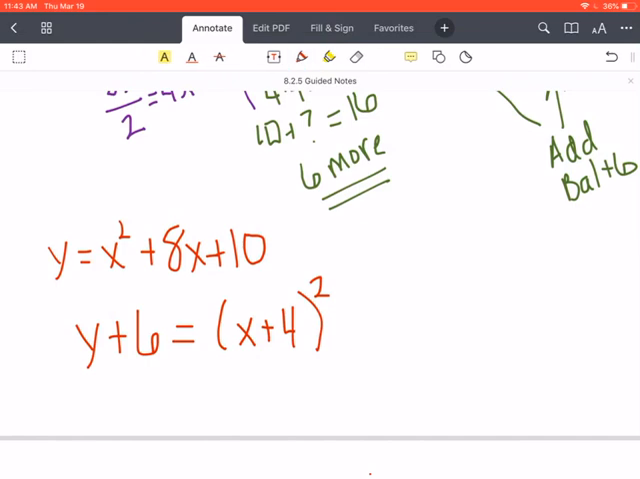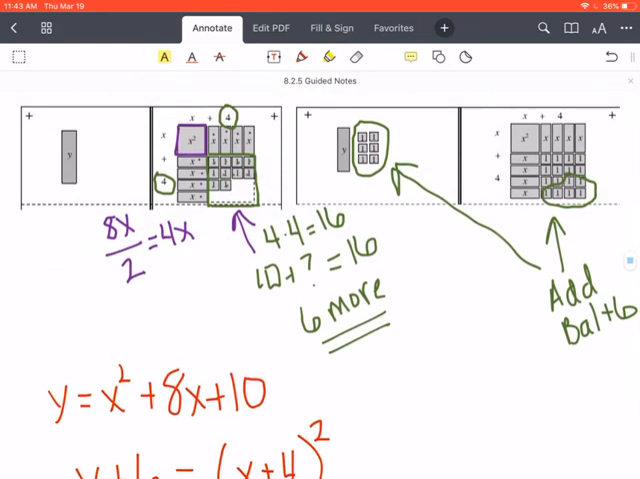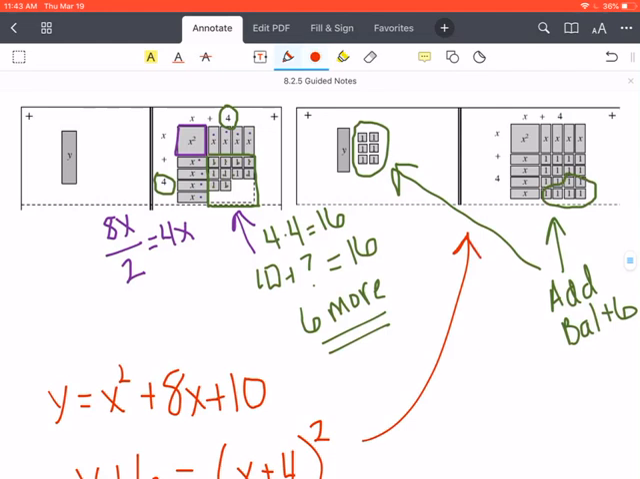Now, if we go back up to this diagram here, we can see that when she added those 6 tiles on the right-hand side, we call that completing the square. And when you complete the square, that means on the right-hand side, you have a perfect square. So how can we express that algebraically? We can write the same quantity squared, which you can see here on the right-hand side.